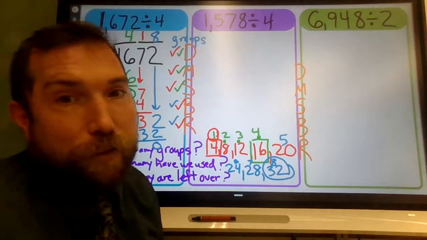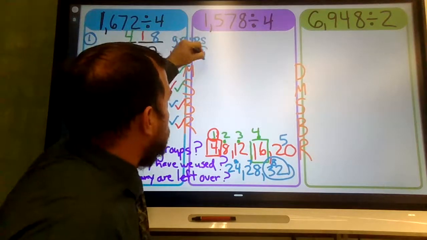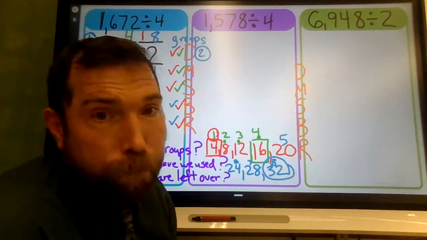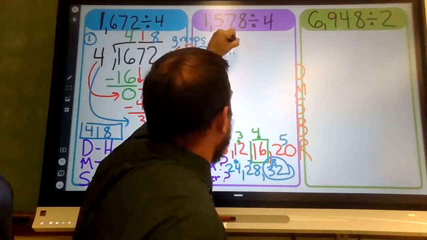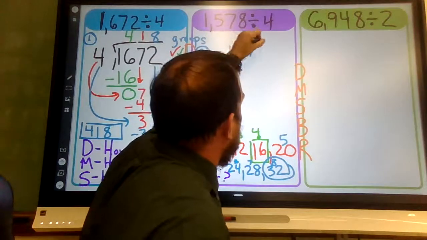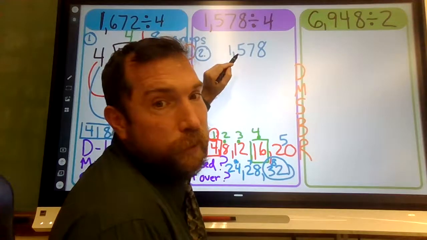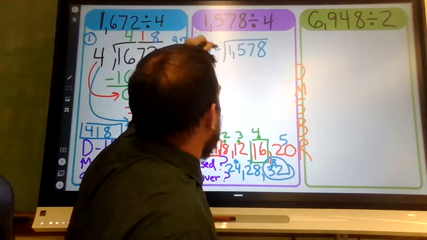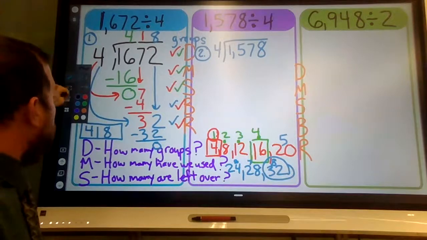There are 10 questions. Guess which one this is? This is question number 2. It's 1,578 divided by 4. Yeah, you kind of do that backwards. You do the 1,578 first, your division symbol, and then the 4. Do a little black because I did that one in a different color.